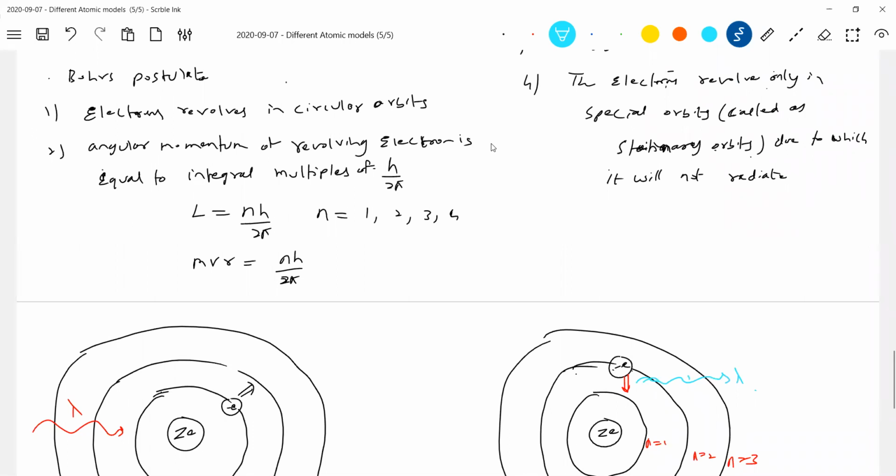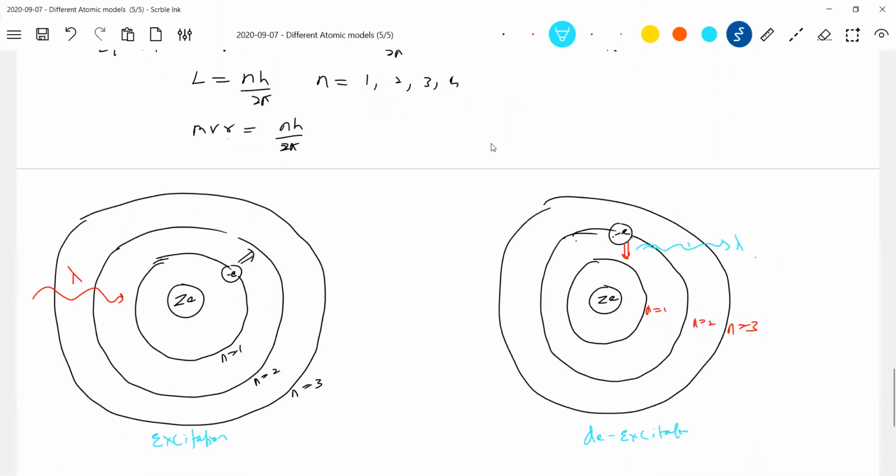Later on, when he solved it, the electron cannot be available at all points. Only at some specific locations from the nucleus will it be located. That is called stationary orbits. Stationary doesn't mean that the electron will be at rest. The electron will be moving.